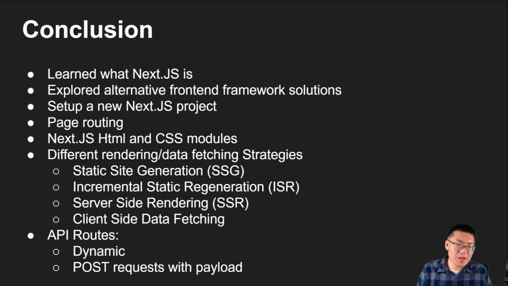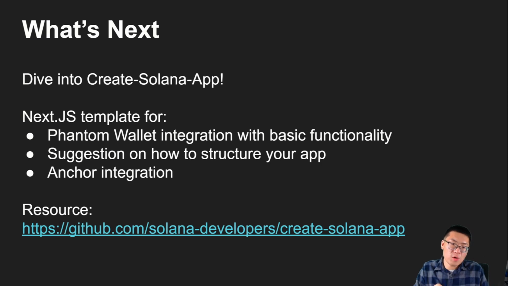And then, of course, we talked a bit about Next.js's API backend functionality. We learned how to have dynamic routes. I'm sure we can all figure out how to do static routes, so let's not worry about that. We learn how to make an API that accepts post requests with payloads. And that's it. So what's next?